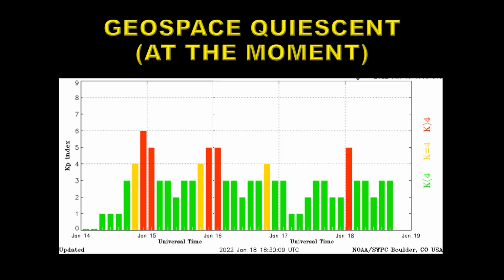This has been a fairly active time for the magnetosphere. You can see that we've had 3 sets of geomagnetic storms and unsettled magnetosphere in between.